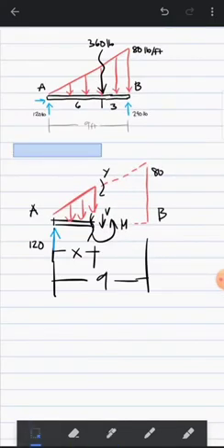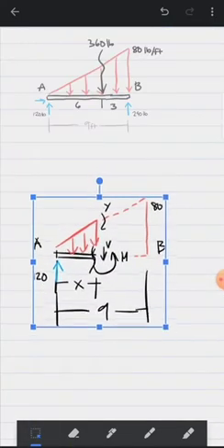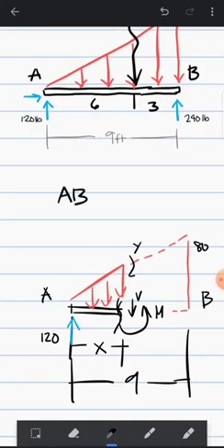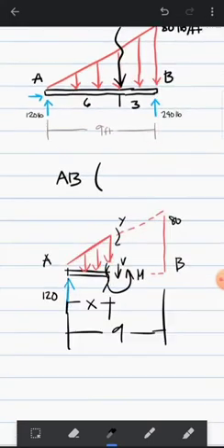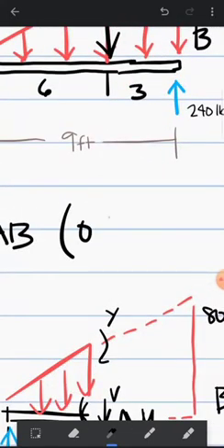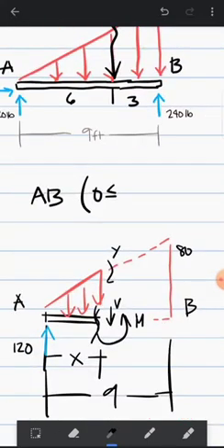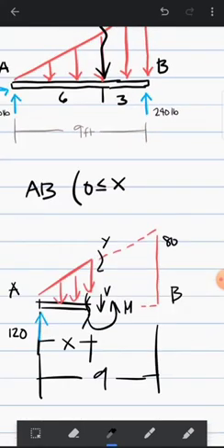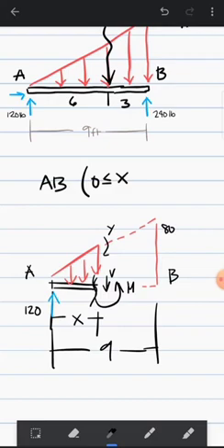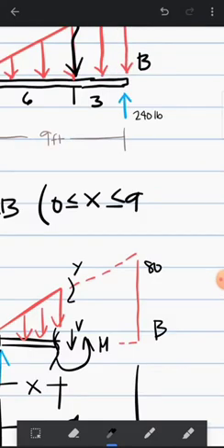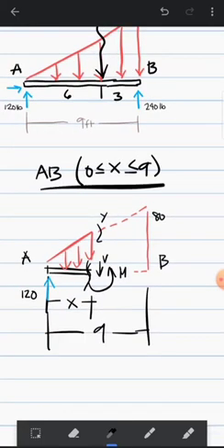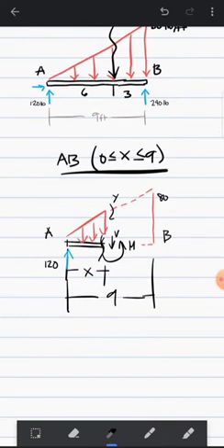And to denote where we cut, we just label it as from A to B, and then our cut or the equation should only be valid from 0. The x could be equal to or greater than 0, meaning it could be 0 or it could be 3, but within 9 only, greater than or equal to 0 but less than or equal to 9. So we cut from left to right, A to B.